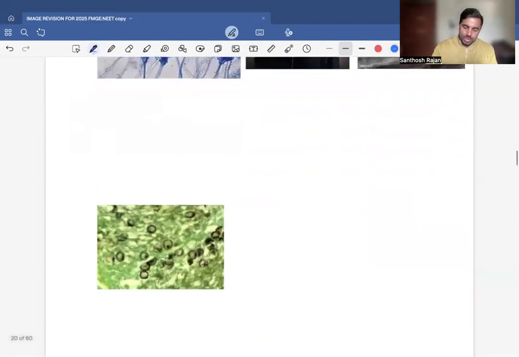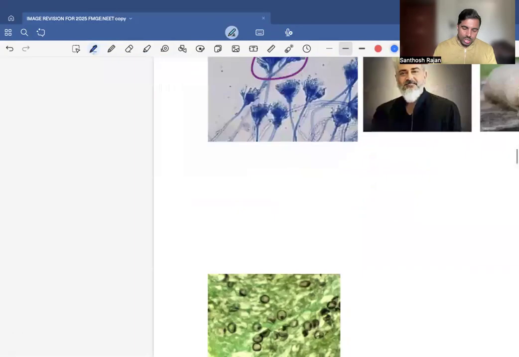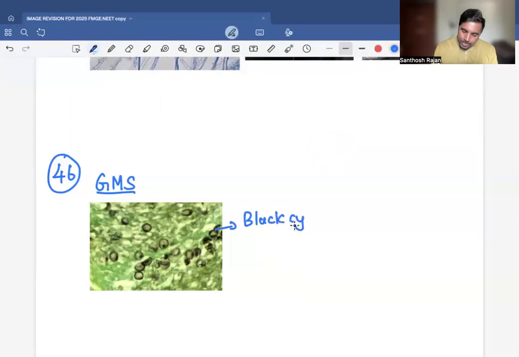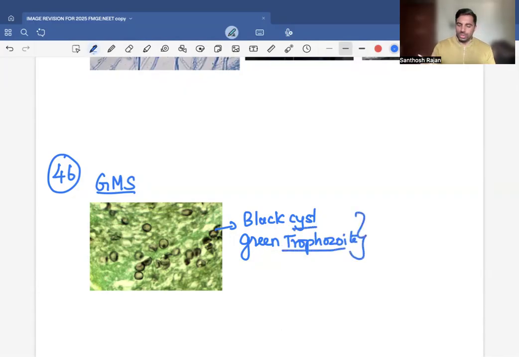Now the last one. The last mycology part is your 46th one. Basically, they have done a Gomori methenamine silver stain. Because you're seeing black color, no? So you're seeing a black cyst and a green trophozoite. So this is a fungus, but it has names like cyst and trophozoite. It looks like a parasite, which means there is only one thing: that is your Pneumocystis jirovecii.